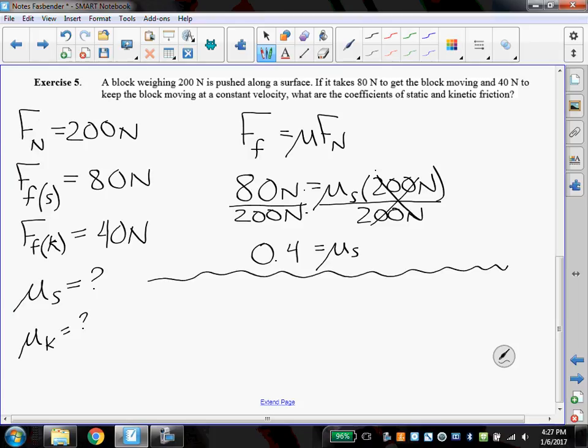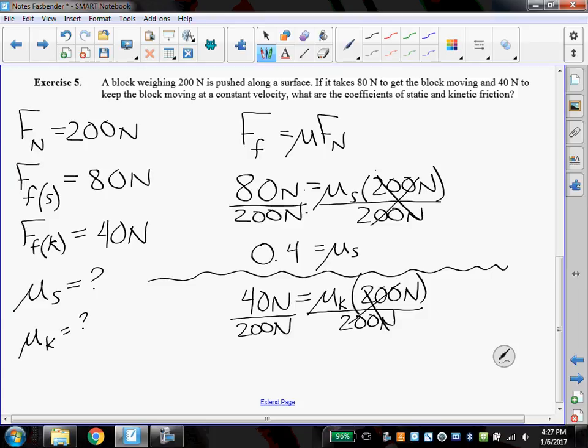Let's do kinetic friction. We're going to use the same equation. F_f is equal to mu times F_N, but this time we're going to fill in everything that we know about kinetic friction. So we'll have 40 is equal to mu sub k times 200. So to solve the problem, we just need to divide both sides of the equation by 200 newtons. Boom, that goes away. And we find that the coefficient of kinetic friction is equal to 0.2.